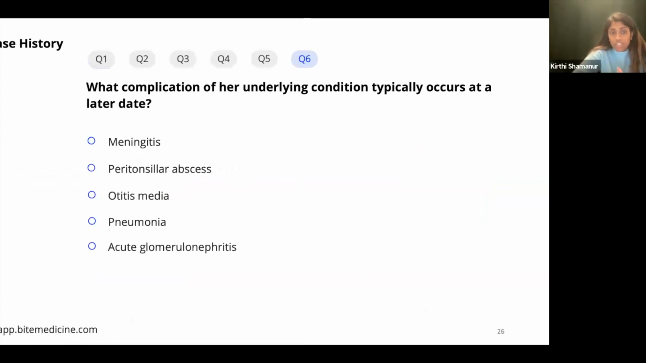You've got meningitis, peritonsillar abscess, otitis media, pneumonia, and acute glomerulonephritis. So I guess, what is a complication of scarlet fever? That's more one that comes on later on. Again, feel free to answer in the text. You can just put A, B, C, D, E as well, if that's easier. I'll just wait a few more seconds for a few more answers.